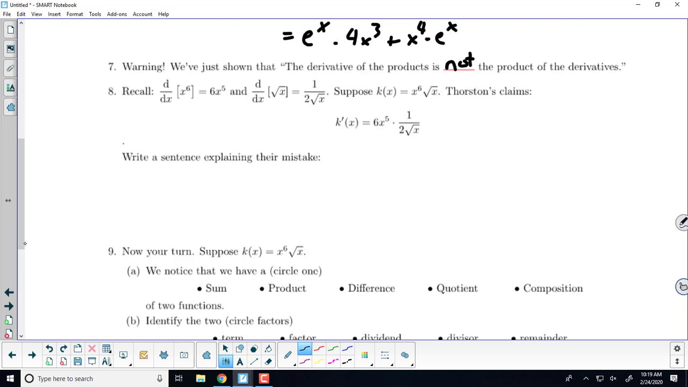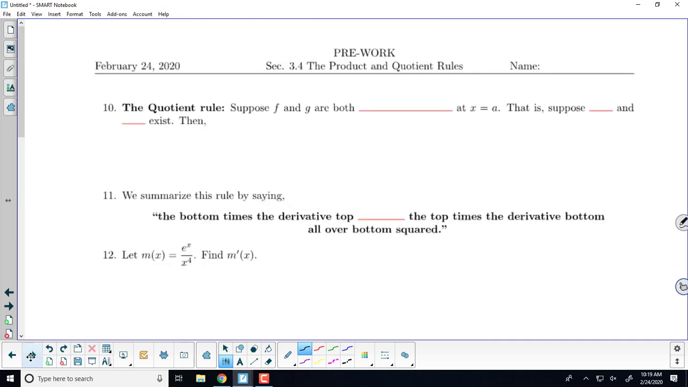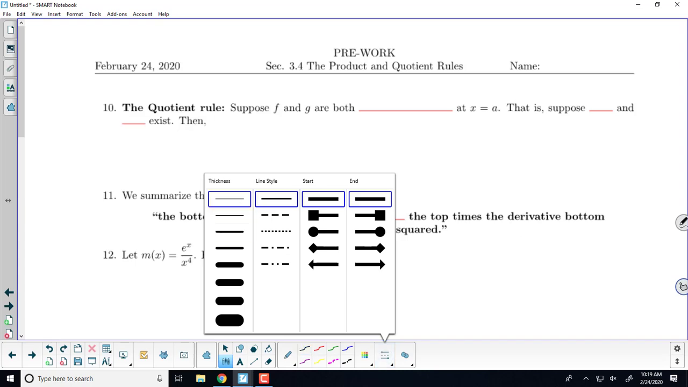We're going to move on to the quotient rule next. So I'm going to get through the quotient rule and then turn you guys loose on the in-class work. So I'll let you guys work through 8 and 9 after class. All right. Now let's look at number 10, the quotient rule. Okay. The quotient rule says, suppose that both f and g are what? What are we going to suppose? What do you think? We're going to suppose that they are both differentiable.